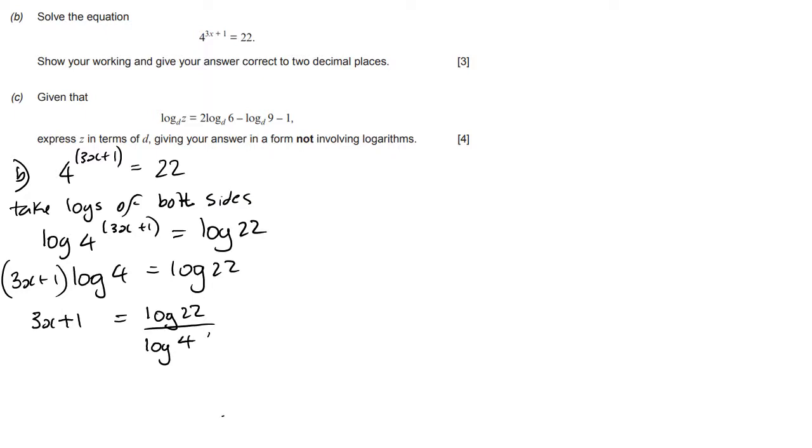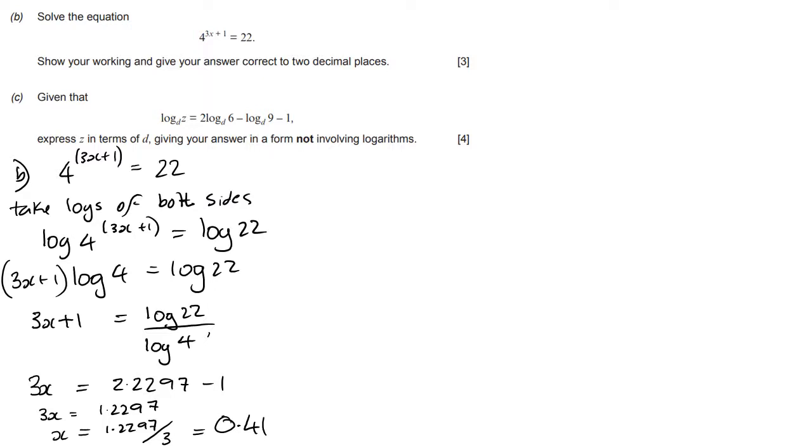This isn't going to give you a nice number, but it's said to 2 decimal places. So when we do the next line, it'll be 3x plus 1 equals log 22 over log 4, which is 2.2297, so that's going to be minus 1. 3x equals 1.2297, and therefore x is equal to 1.2297 divided by 3, which will give you an answer of 0.41 to 2 decimal places.